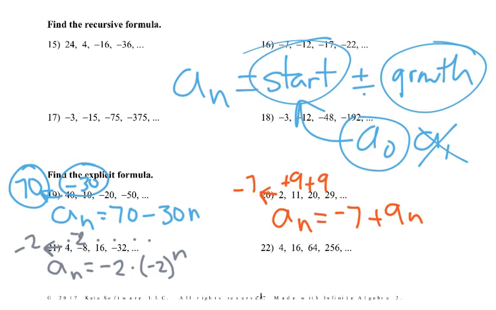But notice, same idea. Okay, 22, 4 to 16 to 64 to 256. We're timesing by 4 to get this one to work. So if I go backwards, 4 divided by 4 would be 1. So we start at 1. So I go a sub n equals 1 times my growth. Because it's multiplication, I put my variable at the top.